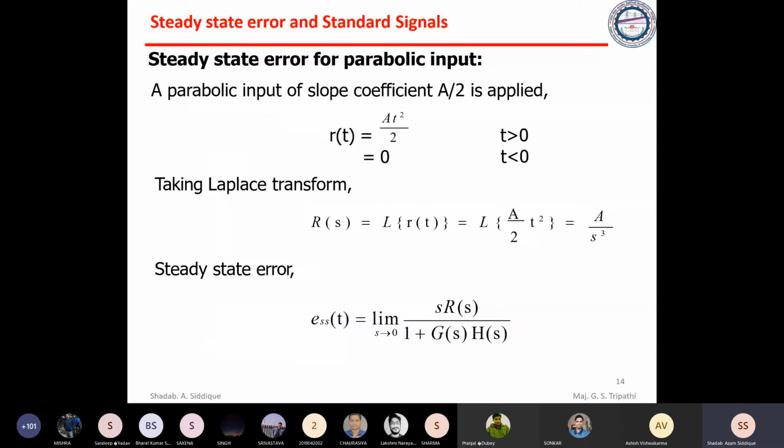Now we'll have the parabolic input response, and a parabolic input of slope coefficient A by 2 is applied here. We get r(t) equal to At square by 2 for t greater than 0. If we take the Laplace transform of this, it is nothing but A by s cube. If you substitute A by s cube in the steady state error formula, what value are we getting?